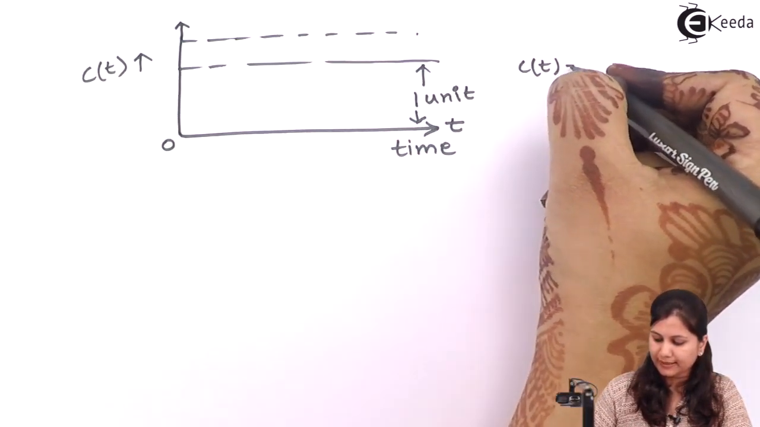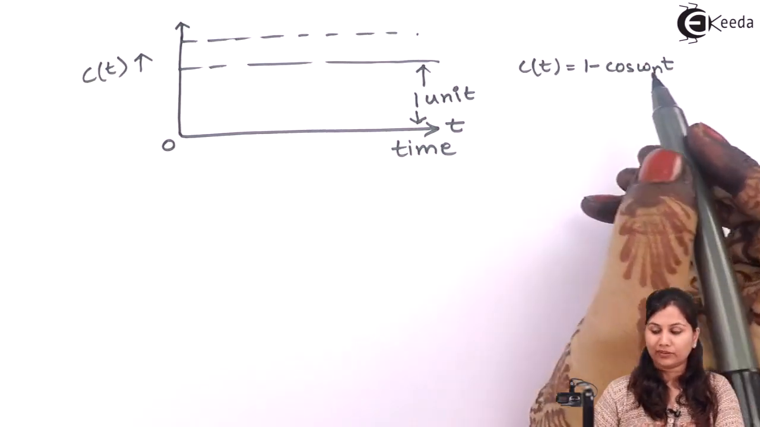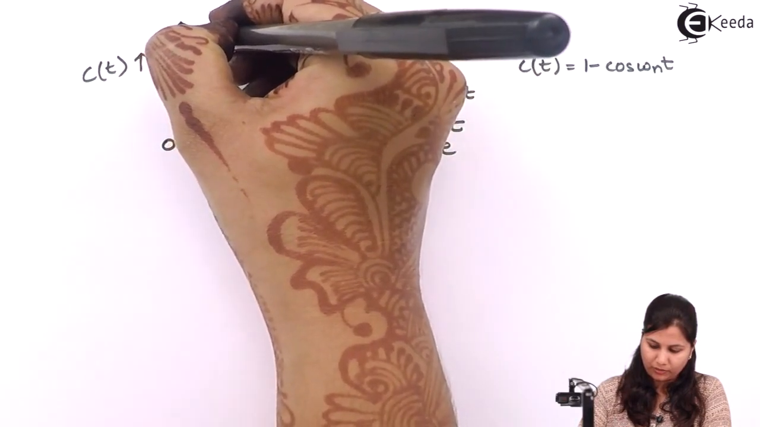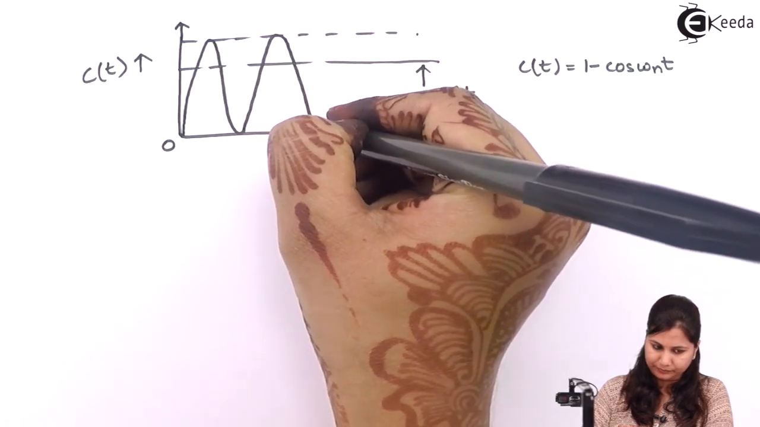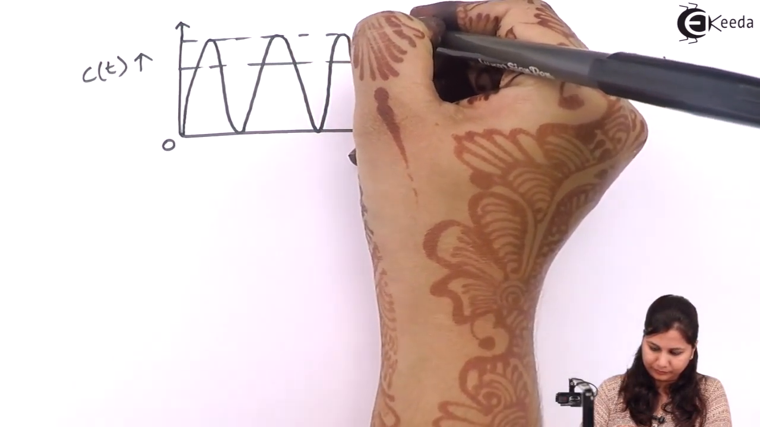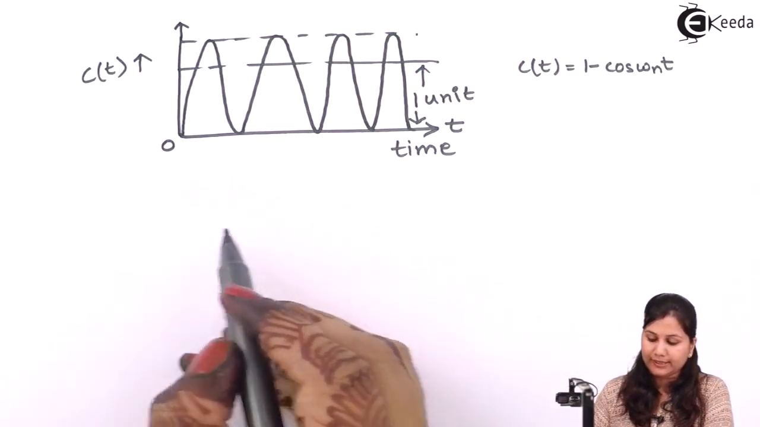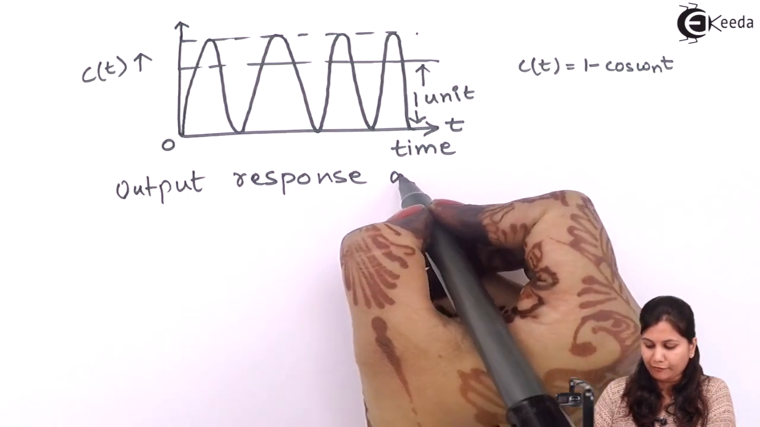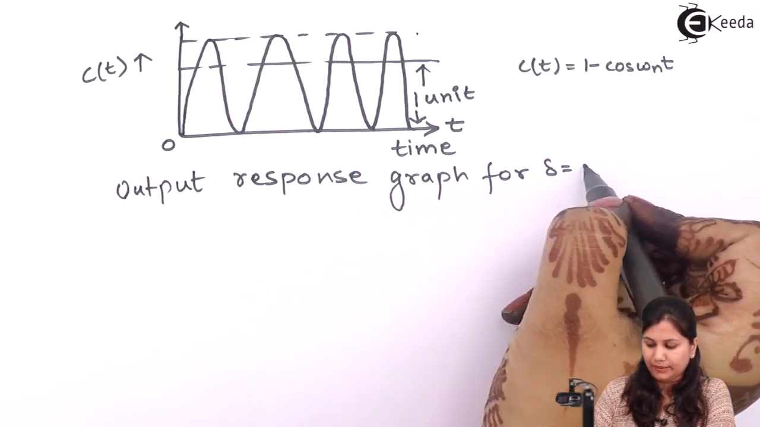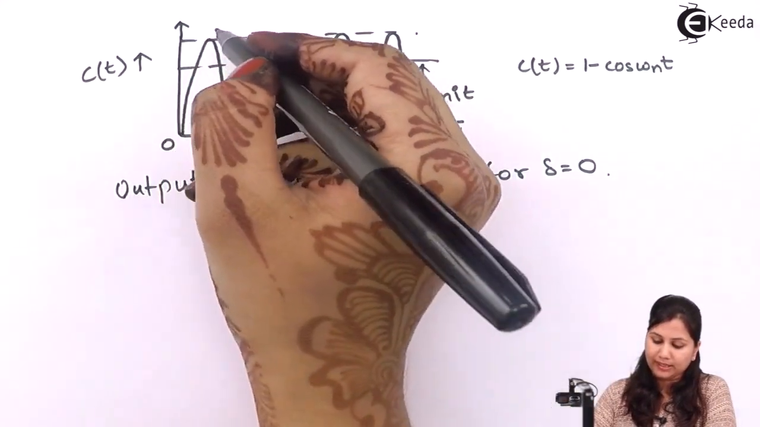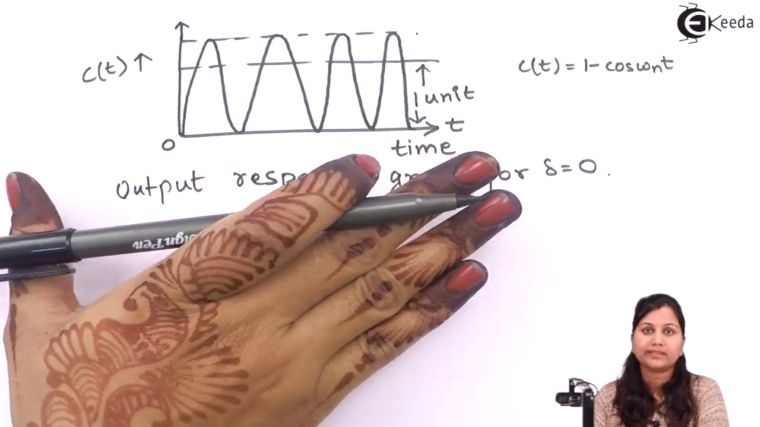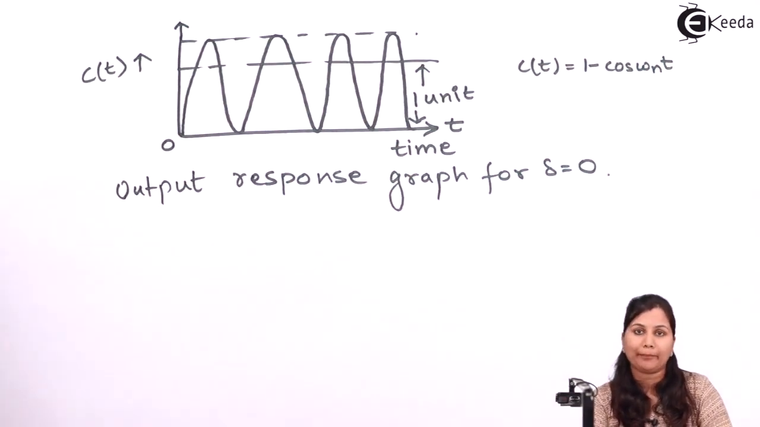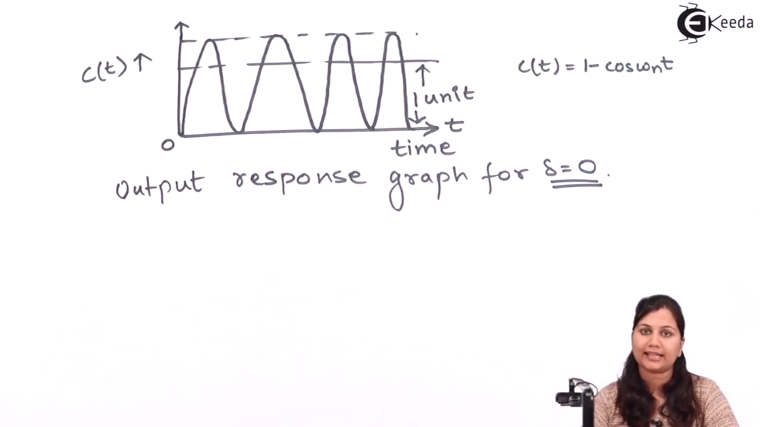So the output response c(t) is 1 minus cos omega n t. That is, we are subtracting the cos signal from the 1 unit, so we will plot the cos signal here. This is the output response graph for del equal to 0, that is the undamped condition. You can see in this graph that the oscillations are constant, they have a constant frequency, and they are not decreasing or increasing with time. That is, we have undamped oscillations. No damping is present here because the damping factor is 0.